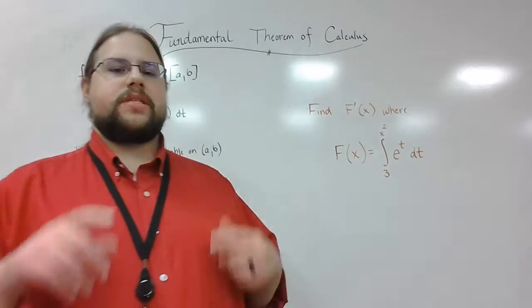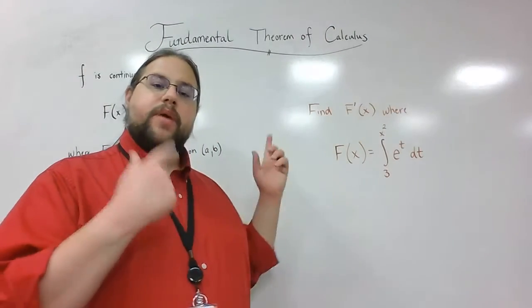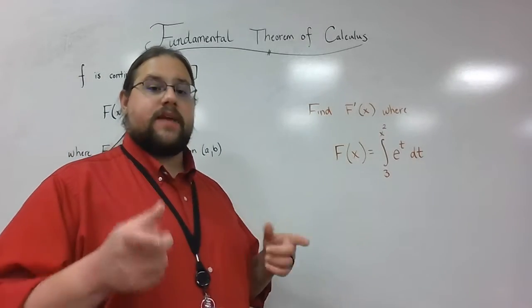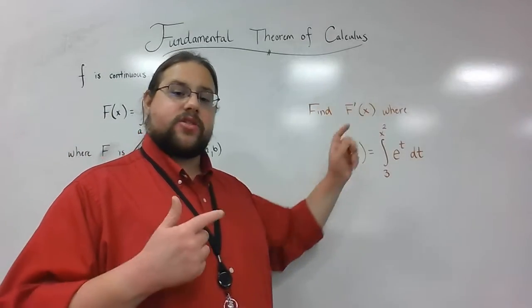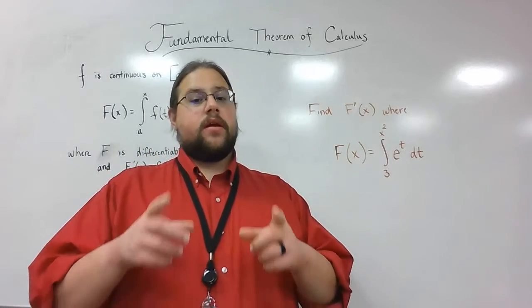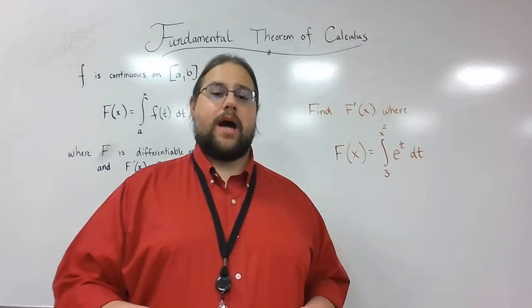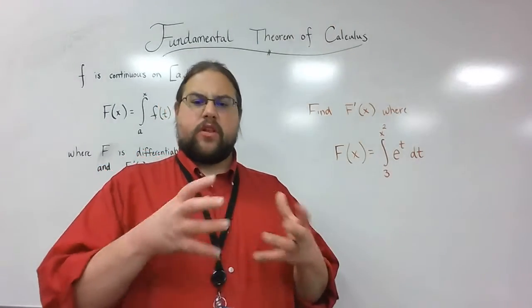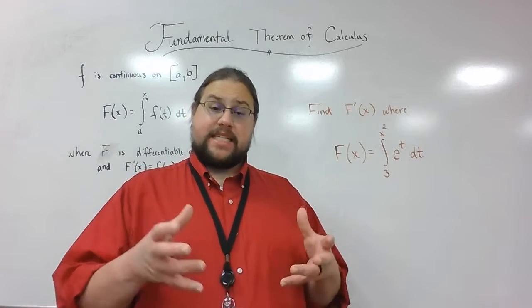So what I want to do is find the derivative of big F of x, where big F of x is equal to the definite integral from 3 to x squared of e to the t dt. Now, this one's harder, and here's the reason why. Before, it doesn't really so much matter what the lower limit is. It's just got to be a number. And in this case, it is.